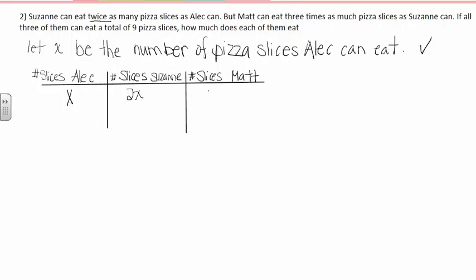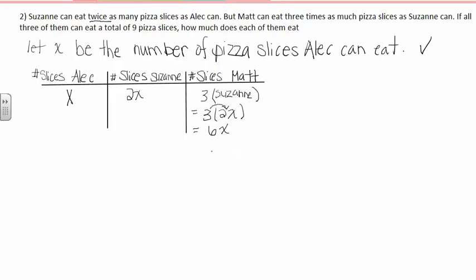And then for the number of slices that Matt can eat, we go back to our problem. Matt can eat 3 times as much pizza as Suzanne. So 3 times what Suzanne can eat, and we know that Suzanne can eat 2x, so it actually is 3 times 2x, and then we'll simplify this using the distributive property. So we know that the number of slices Matt can eat is 6x.